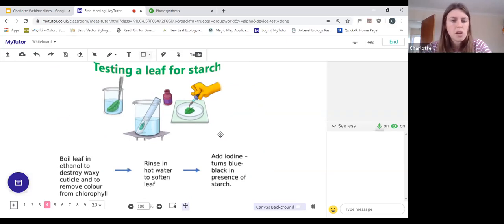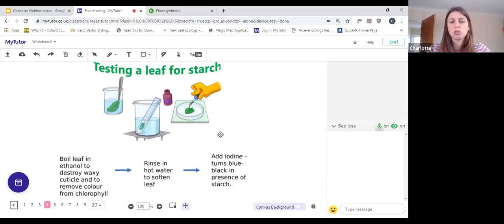as starch. So to start with, you boil the leaf in ethanol, which destroys that waxy cuticle on the top of the leaf. That allows iodine to enter the leaf. And you also want to remove colour from chlorophyll, which that ethanol does as well. You want to remove colour because it's a colour change that you're looking for, so you don't want that to be contaminated by green from the chlorophyll.